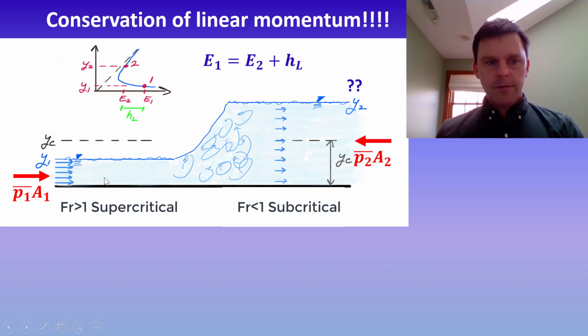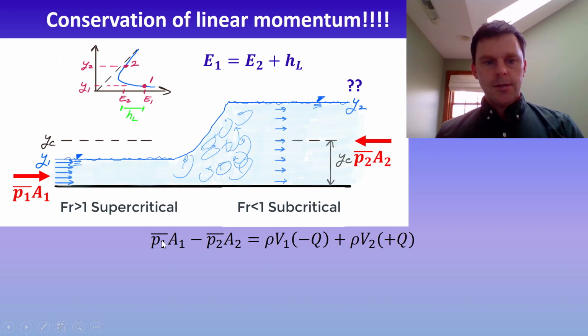Those are the forces, and then for the fluxes, we just have a rho VQ going in and a rho VQ going out if we do a one-dimensional formulation. And so the conservation of linear momentum actually looks like this, right? So our fluxes, we have an inflow here, that would be the minus Q, and an outflow at the right-hand side, that would be the plus Q.